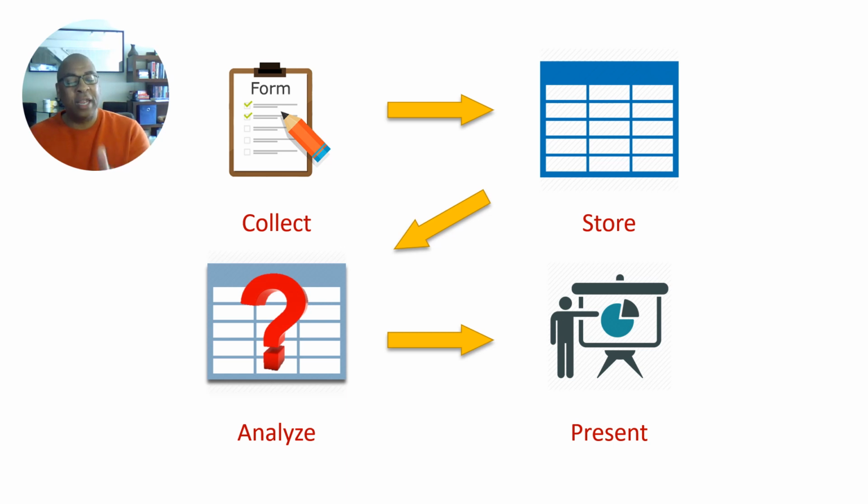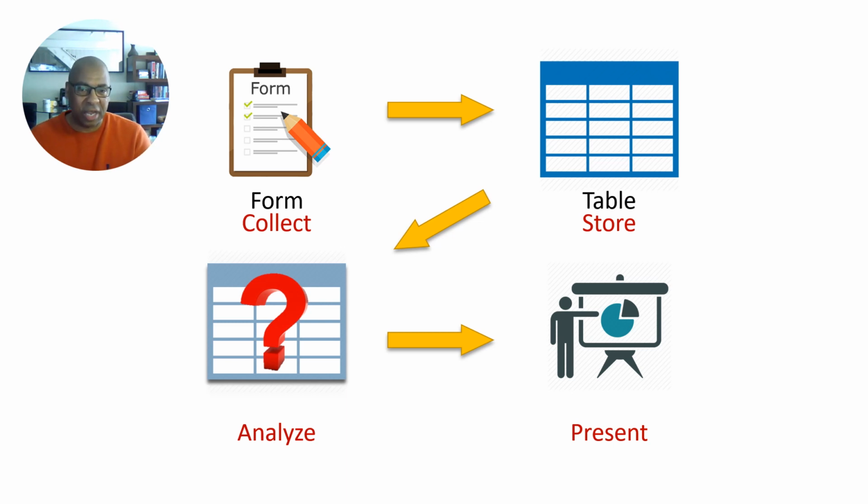Now, the data flow, as I like to call it, will happen in this order every time. You'll always collect the data and then store it, analyze the data, and then present it. Now, let's talk about what tools you would use to do this. The primary tool that you're going to use to collect data is always going to be the form. So you're going to collect data in the data form. Then the primary tool that you use to store data is the data table.